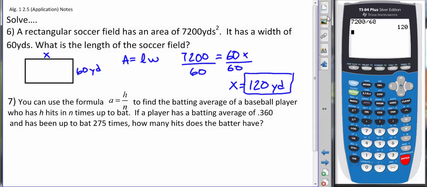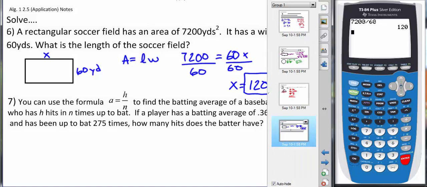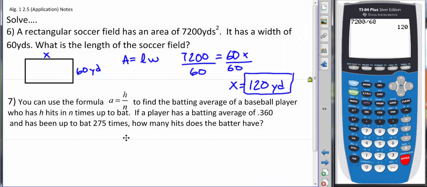All right, I believe this is our last example. Yes, it is. Let's take a look at number 7. You can use the formula A equals h over n. And by the way, I'm not sure on your notes that this formula right here actually copied. Apologies for that. I don't know why that happened. I'm going to blame someone besides me. Not my fault. All right, so I put it on here. It's here. I promise it was here. I don't know what happened.